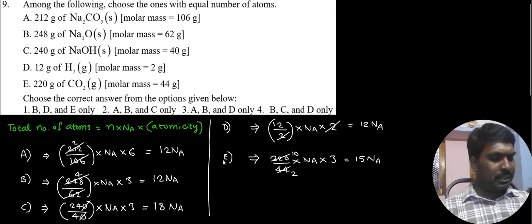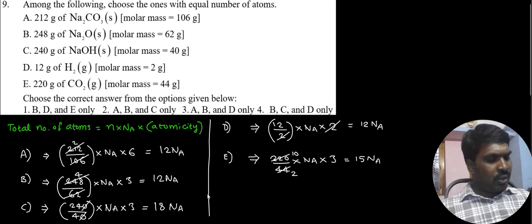Now moving to compound C, 240 grams of sodium hydroxide, gram molecular weight 40, into Avogadro number into 3 atoms. Then 18 Na. Now coming to D, 12 grams of H2. H2 molecule molar mass 2 grams, 12 by 2 into Avogadro number into 2. So 12 Na. Then moving to E, 220 grams of CO2, weight 220 by its molar mass 44 into Avogadro number into, in carbon dioxide how many atoms are there? 3 atoms. So then we will get 15 Na.